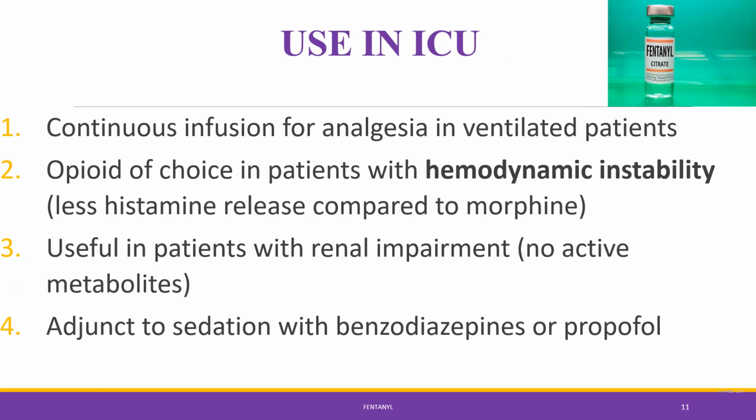Fentanyl use in ICU. 1. Continuous infusion for analgesia in ventilated patients gives pain relief to patients on breathing machines. 2. Opioid of choice in patients with hemodynamic instability, less histamine release compared to morphine. Fentanyl is safer for patients with unstable blood pressure, releases less histamine than morphine.